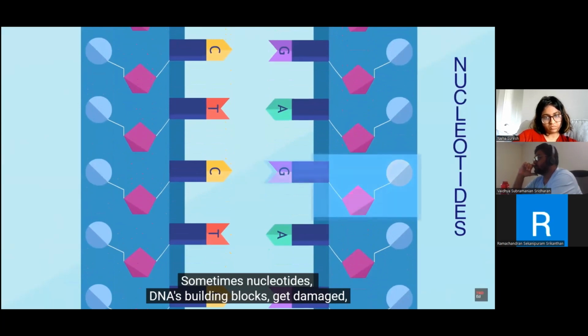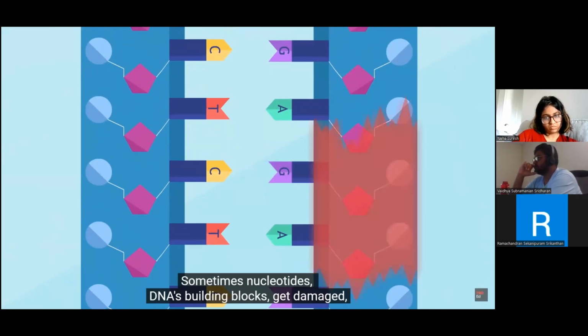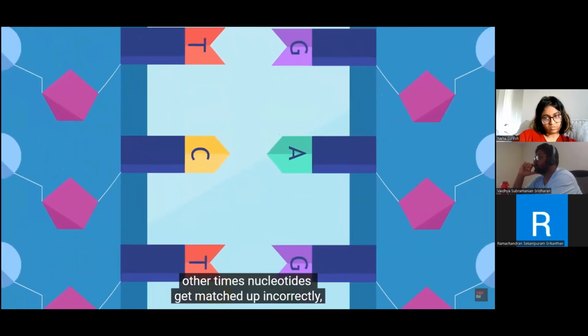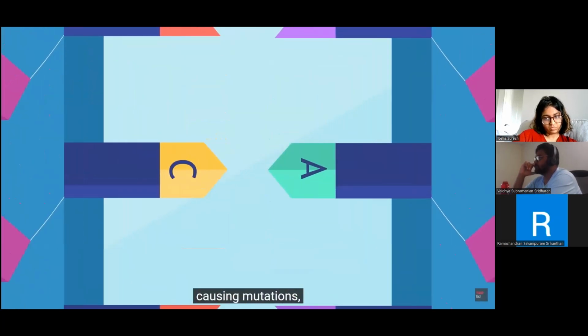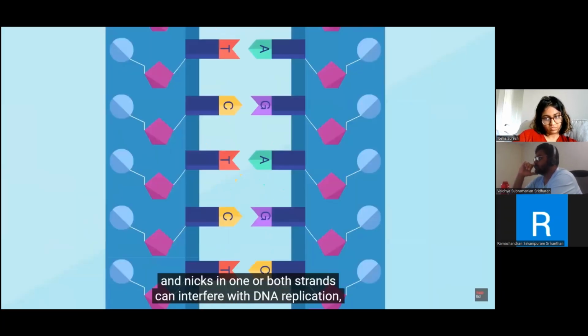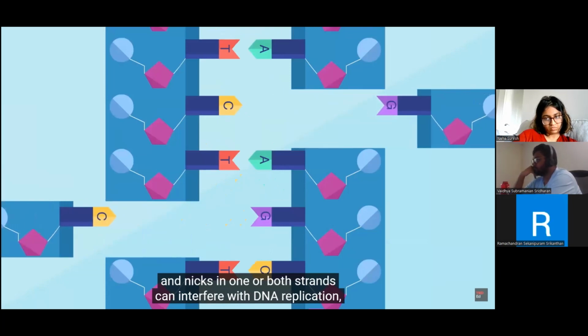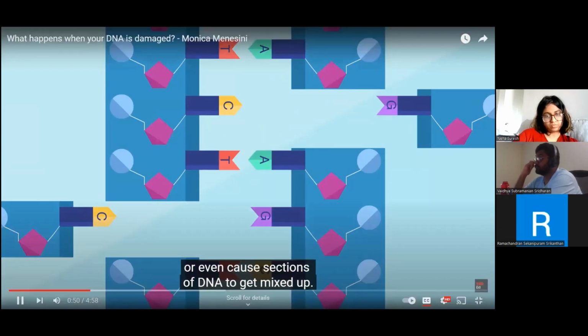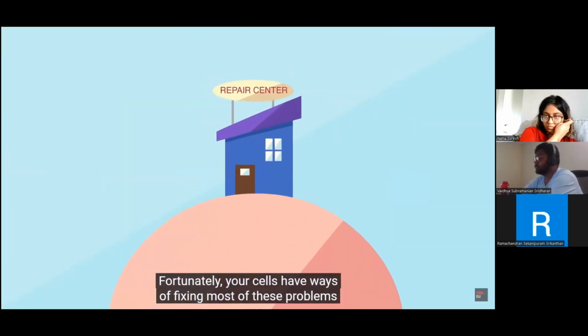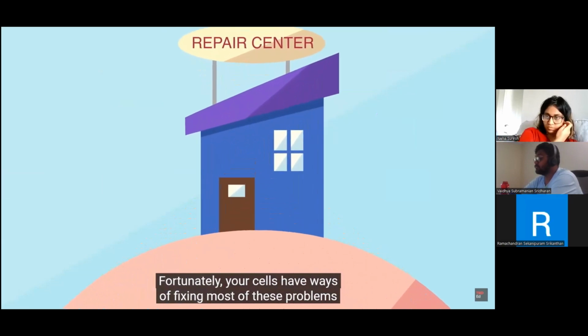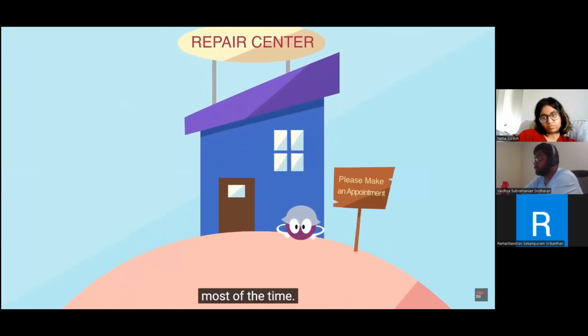Sometimes nucleotides, DNA's building blocks, get damaged. Other times nucleotides get matched up incorrectly, causing mutations. And nicks in one or both strands can interfere with DNA replication, or even cause sections of DNA to get mixed up. Fortunately, your cells have ways of fixing most of these problems, most of the time.